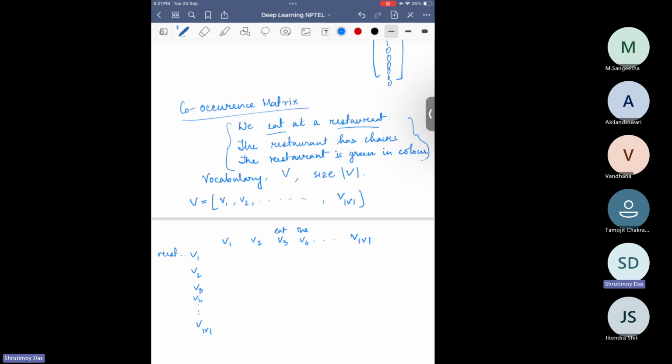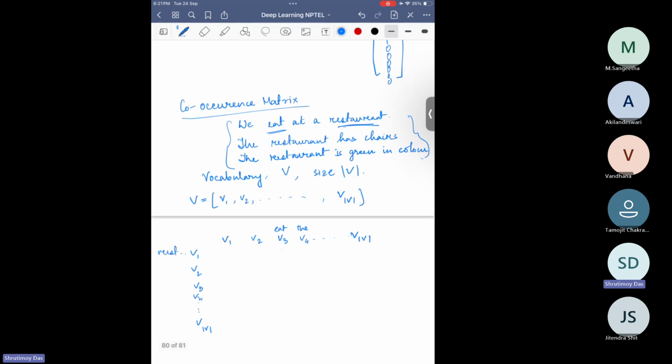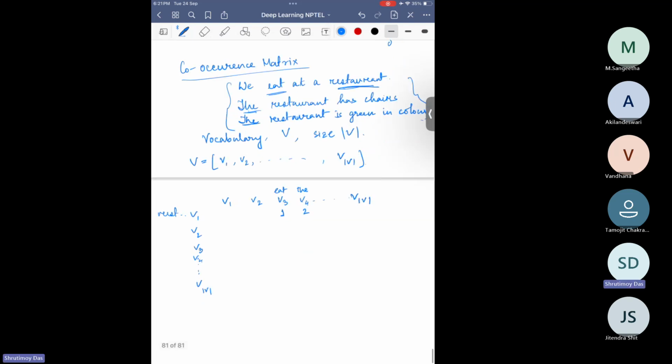So we see that in all of these, restaurant occurs with eat only once, right? So this will have a one here. And then again we see how many times restaurant occurs with the word the. So you can see that it appears two times here. And we'll also have something for we, a, and so on.